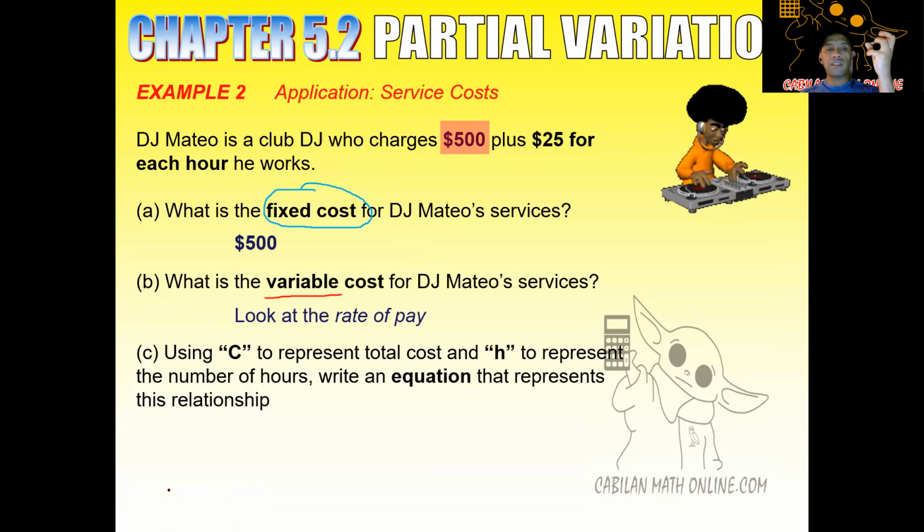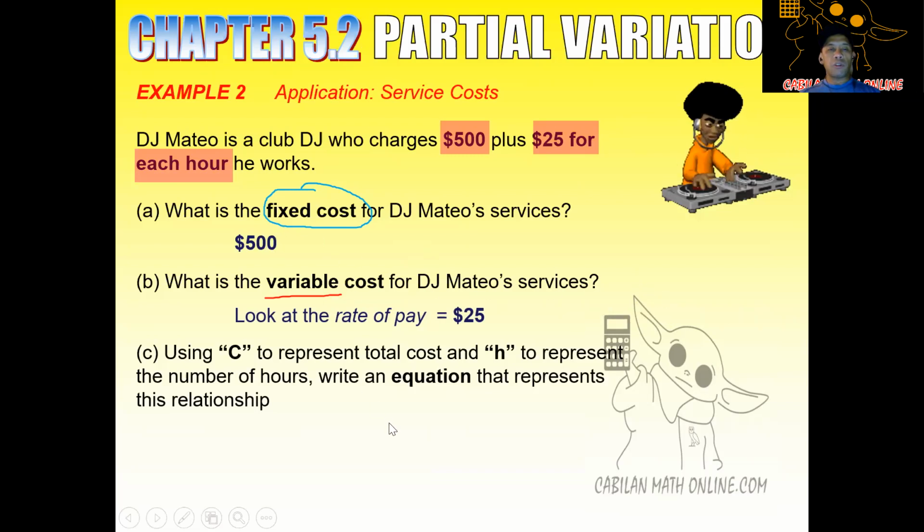So if you look at this example over here, there's only one number that changes, and it's going to be this $25. Now you probably want to know, how do we know that? Notice that if you read the rest of the question here, there's $25 for each hour. So that $25 changes depending on how many hours he works. So in this case here, the rate of pay, that's going to be the $25. All right, so we have the two numbers.